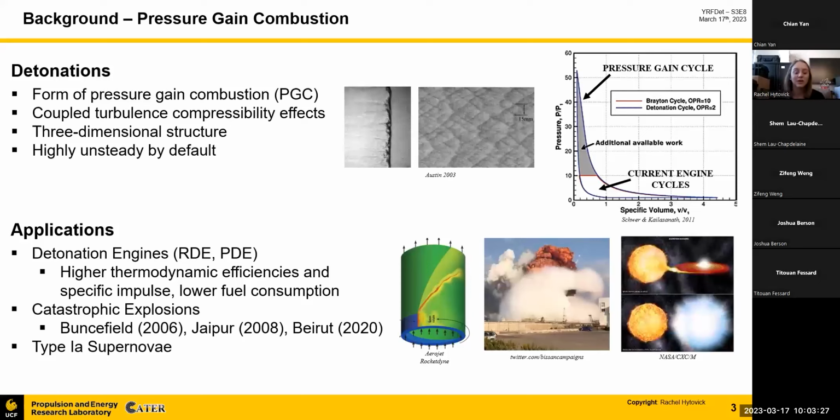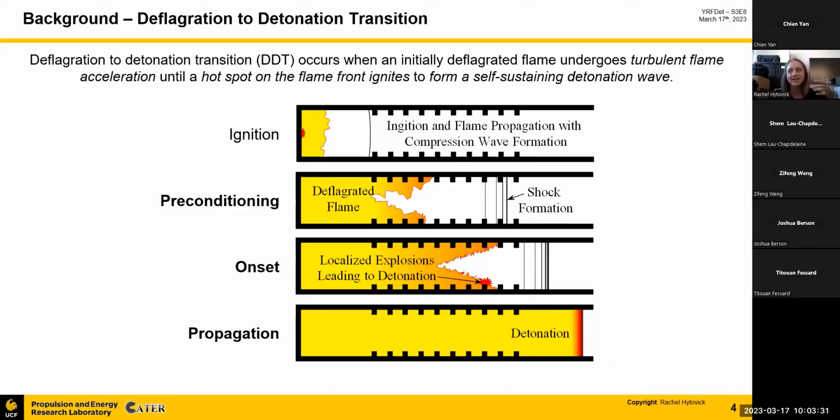Again, there's a lot of things we don't really understand in them. The first one is the DDT process. A lot of the work I've done has revolved around the DDT process. And today we're going to take a closer look at three of those steps: the preconditioning, and then onset and propagation.